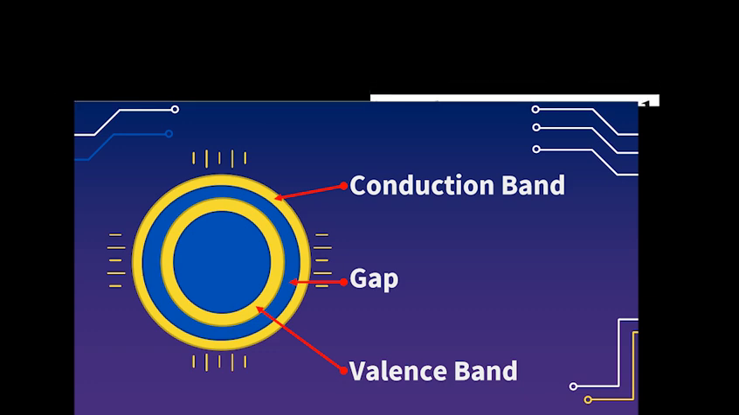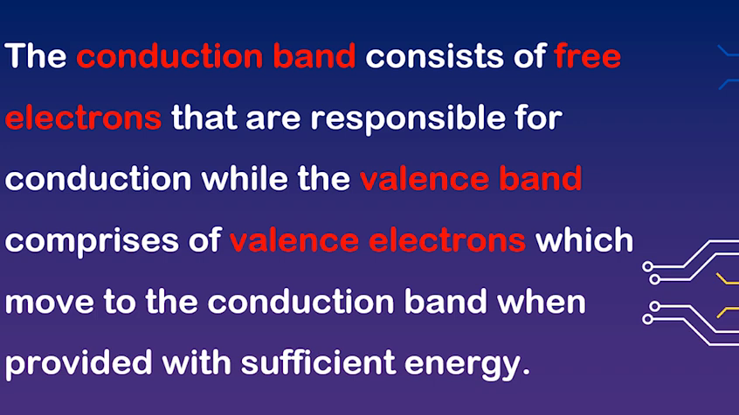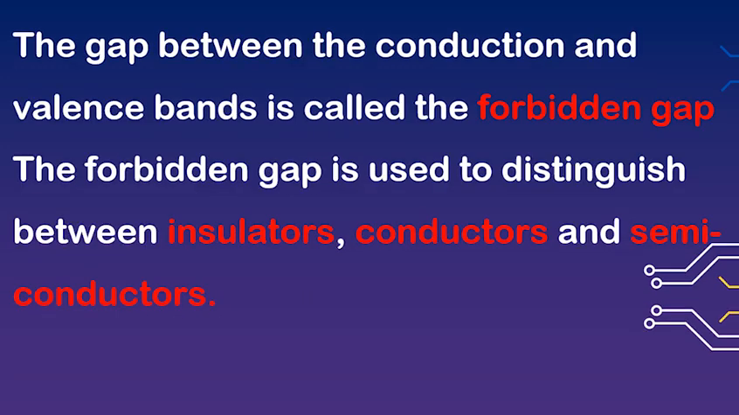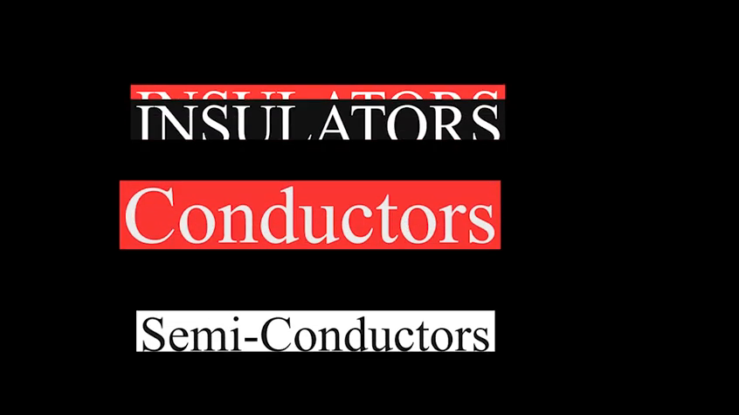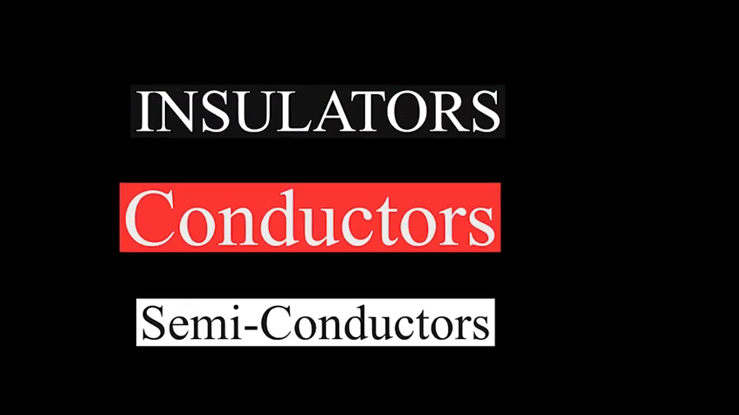The conduction band consists of free electrons that are responsible for conduction, while the valence band comprises of valence electrons, which move to the conduction band when provided with sufficient energy. The gap between the conduction and the valence bands is called the forbidden gap. The forbidden gap is used to distinguish between insulators, conductors, and semiconductors. Now, let us look at the differences between insulators, conductors, and semiconductors based on the energy band theory.